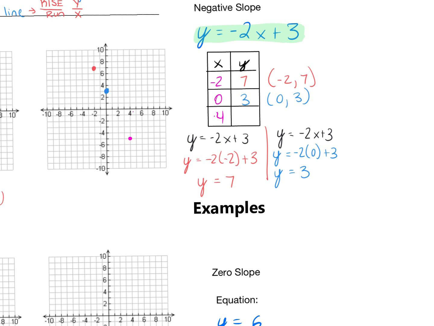And then I'll plug in my third coordinate into my equation. See how each time I'm rewriting that equation? Right, so -2 times 4 is -8 plus 3, so y is -5. So now we have our third set of coordinates, go over to 4, down, and I'm going to connect that to make a linear function.